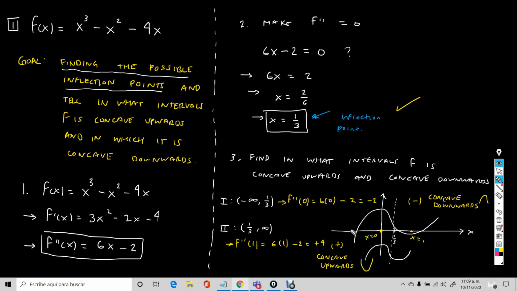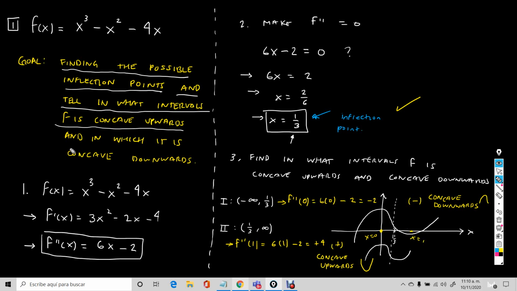Now, that's the conclusion, guys. We have completely finished the task. Finding the possible inflection points. It's this one. It's 1/3, and we are sure about that. And tell in what intervals f is concave upwards. Okay, let me go here to my concave upwards. It's in the second interval from 1/3 to infinity. So it's from 1/3 to infinity. Over here, my function will be concave upwards.